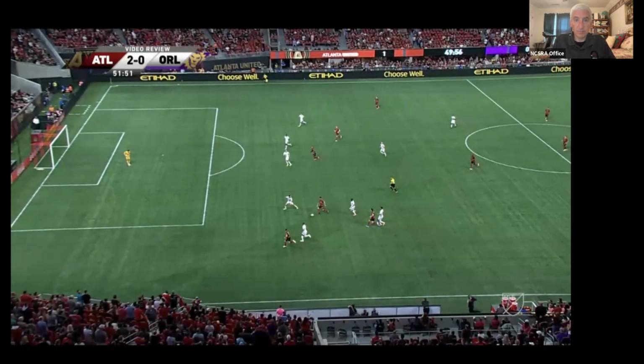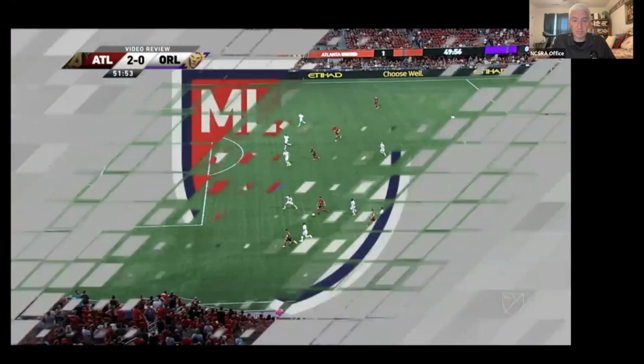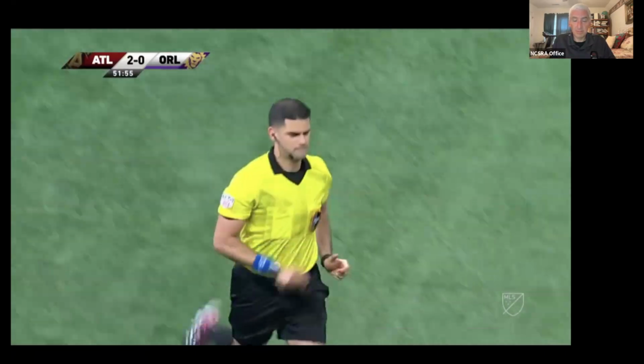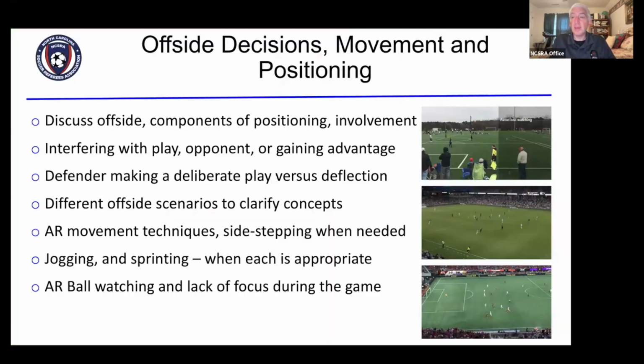I think in real time, he's onside, but when you really slow it down, it looks a fraction off. We are not going to be able to slow it down with VAR. If you are not sure, keep the flag down. Okay, that's the important part.